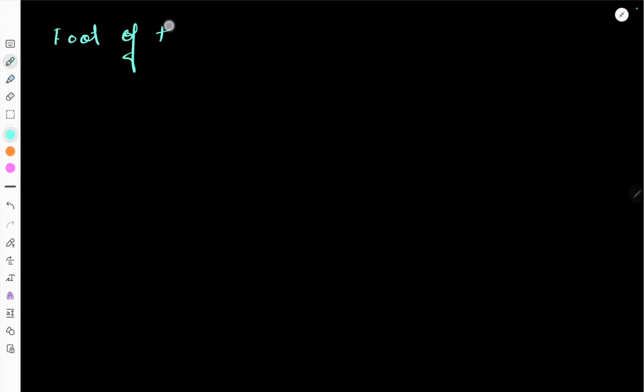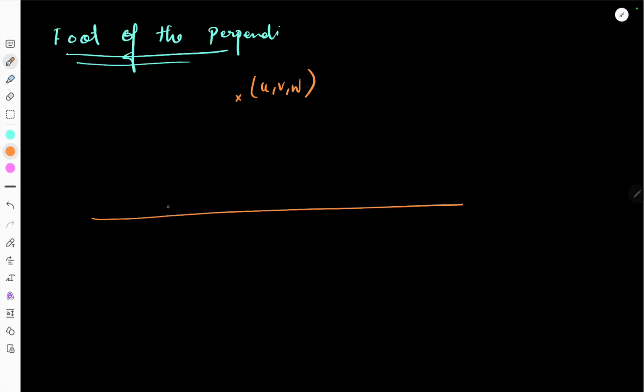Foot of the perpendicular and image of the point. So how to find the foot of the perpendicular, and what is the foot of the perpendicular? Suppose we have any point, let's say u, v, w. Now any line equation we have, if they have given the line equation, one point on the line we know and the parallel vector we know, they have given in this form x minus x1 by a equal to... I will take an example itself, let's take 1, 2, 3. This is one point for which we have to find the foot of the perpendicular.